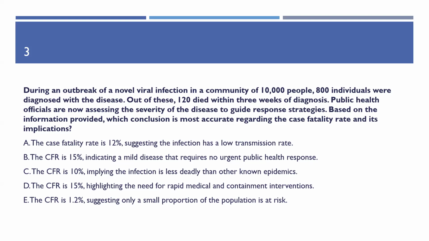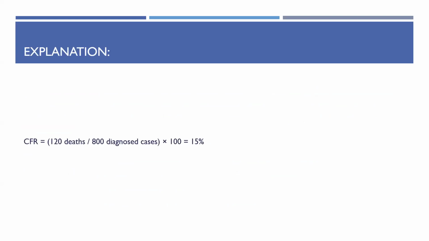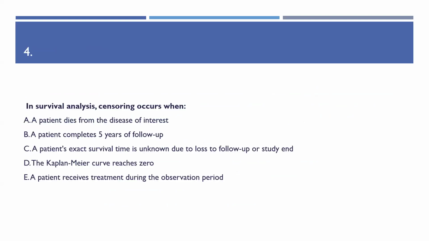A, the case fatality rate is 12%, suggesting the infection has a low transmission rate. B, the case fatality rate is 15%, indicating a mild disease that requires no urgent public health response. C, the case fatality is 10%, implying the infection is less deadly than other epidemics. D, case fatality is 15%, highlighting the need for rapid medical and containment interventions. E, it is 1.2%, suggesting only a small proportion of the population is at risk. So D is the right option. This is the explanation of MCQ number 3.